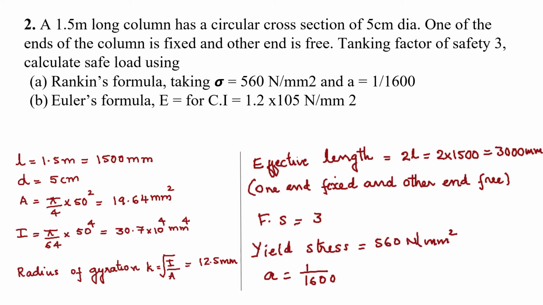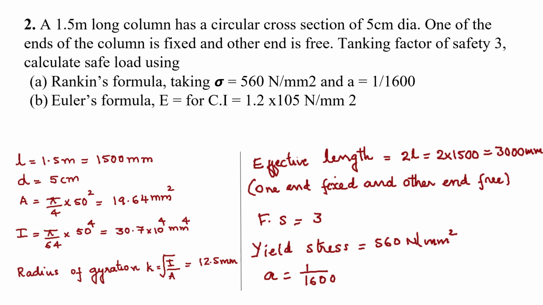We can write the data given. L is given as 1.5 meter. And for this, one end is fixed and other end is free. So the effective length is given as 2L, that is 2 into 1500, that is 3000 mm. Diameter is given as 5 centimeter. From this, we can calculate area of cross section and moment of inertia. A is pi by 4 D square and I is pi by 64 D raised to 4. From this, radius of gyration K, that is root of I by A.